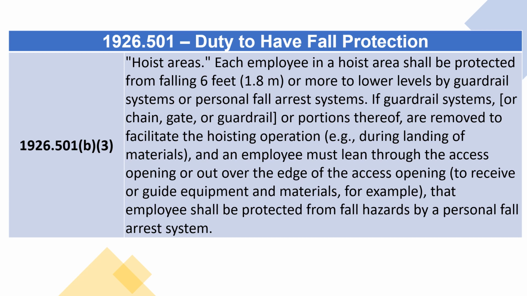1926.501(b)(3). Hoist areas. Each employee in a hoist area shall be protected from falling 6 feet (1.8 meters) or more to lower levels by guardrail systems or personal fall arrest systems. If guardrail systems, or chain, gate, or guardrail, or portions thereof, are removed to facilitate the hoisting operation, e.g., during landing of materials, and an employee must lean through the access opening or out over the edge of the access opening to receive or guide equipment and materials, for example, that employee shall be protected from fall hazards by a personal fall arrest system.